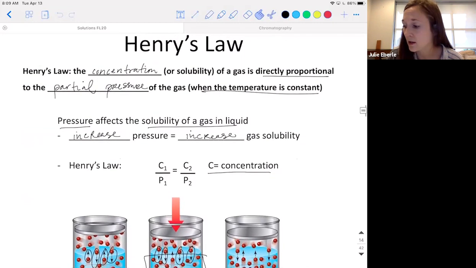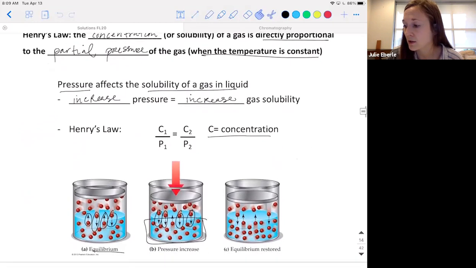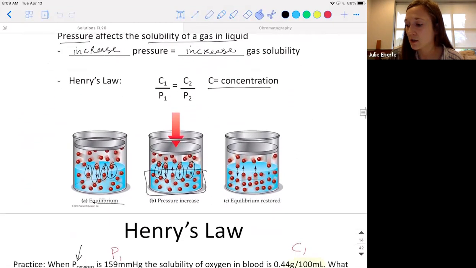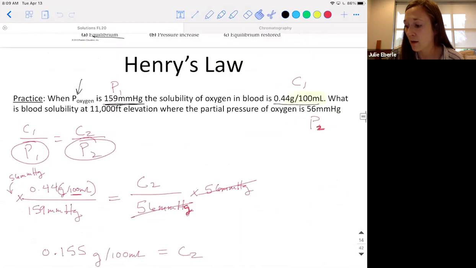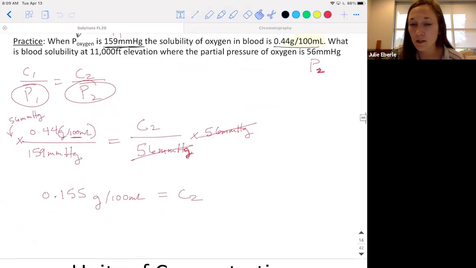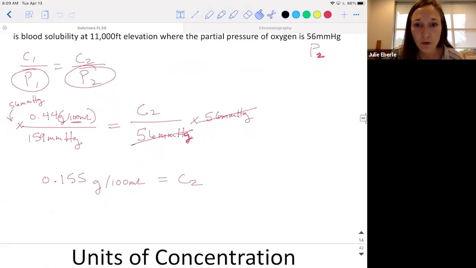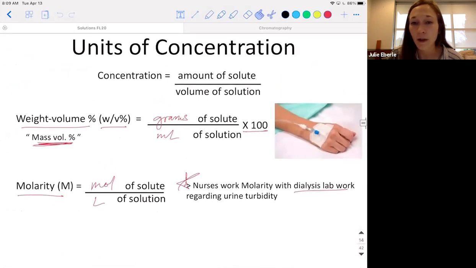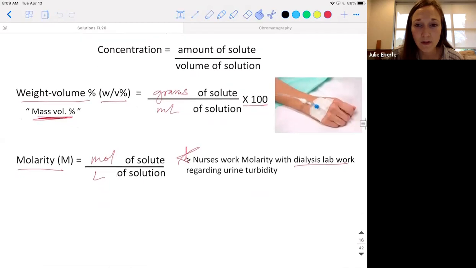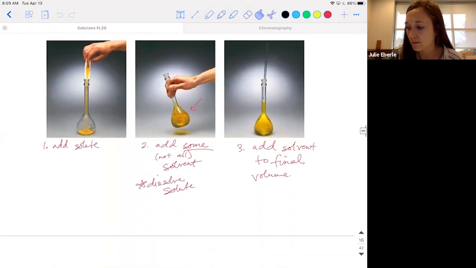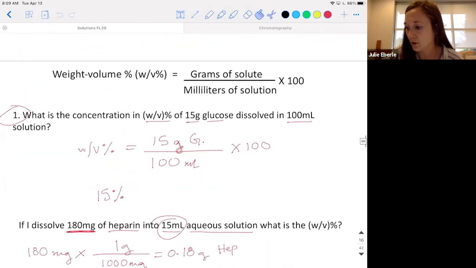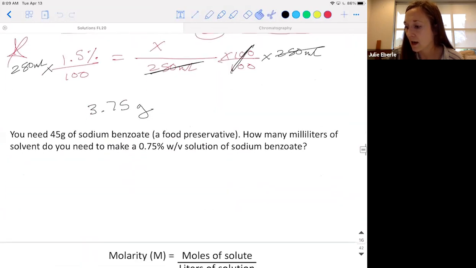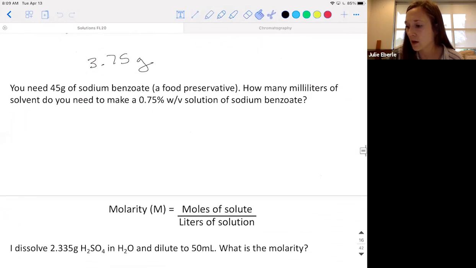The concentration of one condition divided by pressure equals the concentration of another condition divided by that pressure. And then we worked a problem on it. Remember, the units for that concentration are grams per 100 mL, and you do not divide by the 100. Then we talked about units of concentration, weight volume percent, and molarity, and this is where we left off. We started working problems on that. So we worked all these problems right here, and now we're going to solve one. I'm going to skip this problem at the bottom.